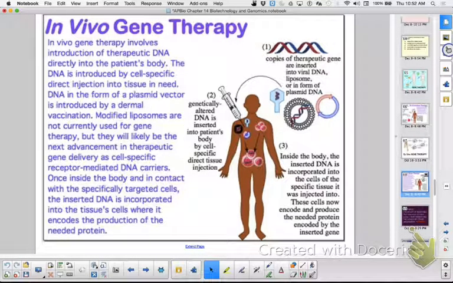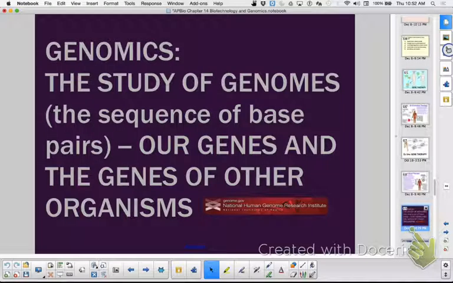Okay, so who gets to know that information? Because we are on the cusp of being able to just punch that DNA in and go, results. So who gets to know? Not only for treatment, but that kind of information. That kind of study is part of what's called genomics. Genomics: the study of genomes, the sequence of base pairs, our genes, and the genes of others.